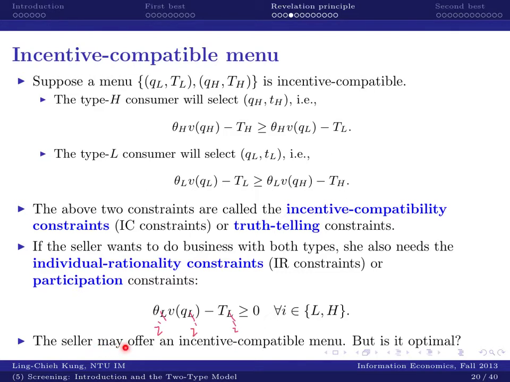So the seller may offer an incentive compatible menu. Yeah, indeed, that's definitely some kind of option. But now our question is, is this really profitable, or is it optimal? I still impose some restrictions on my contract. Is it optimal? I don't know. That's the issue here.